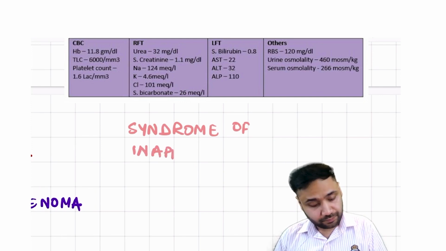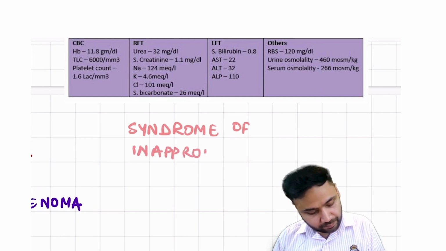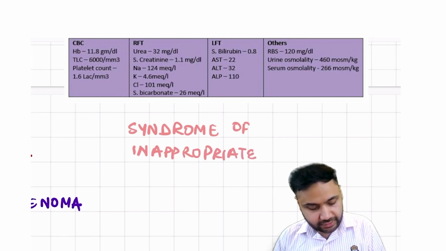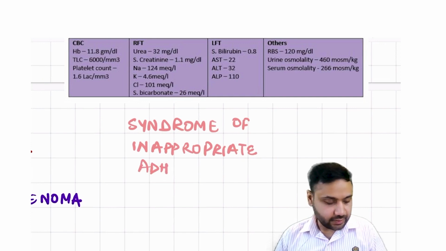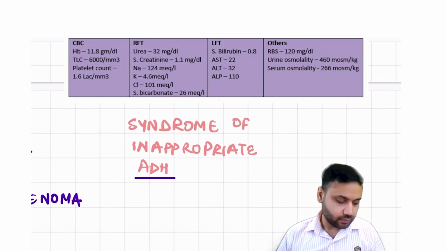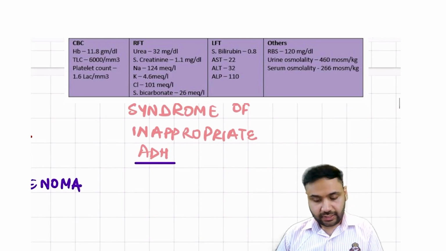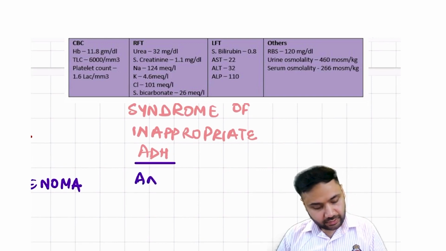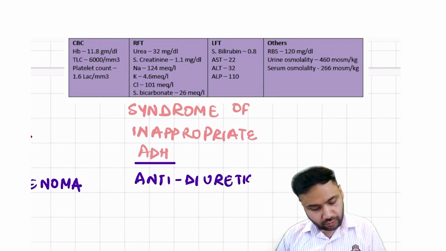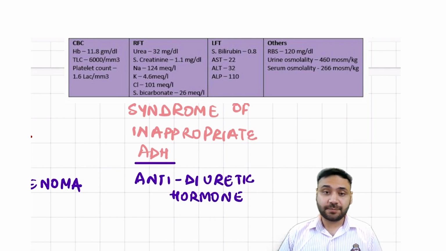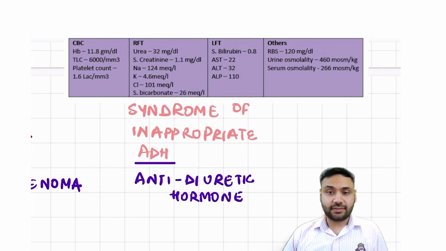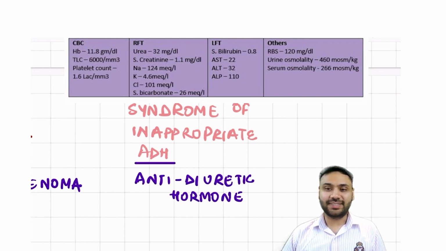So in this syndrome, you have excess of ADH. Now, what is ADH? ADH is antidiuretic hormone. So, what does the name suggest? It means it prevents or decreases diuresis.